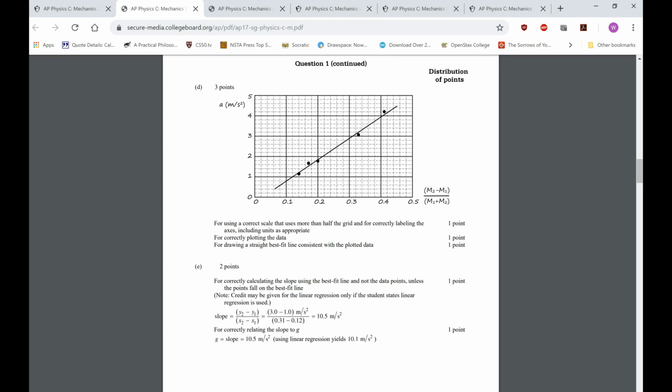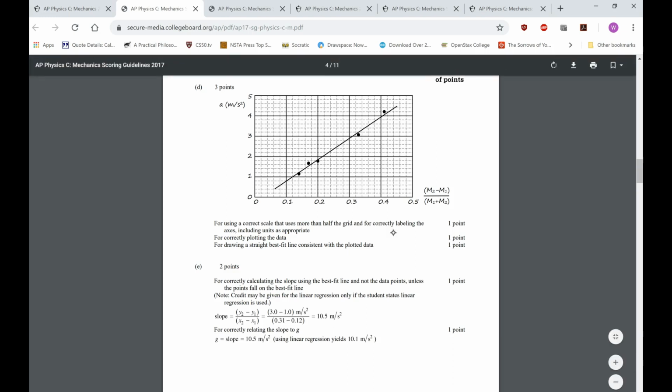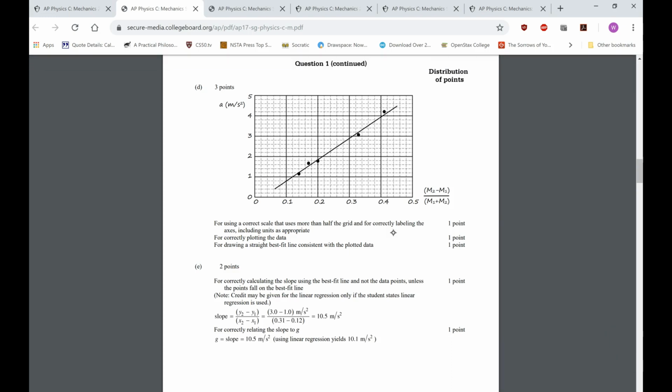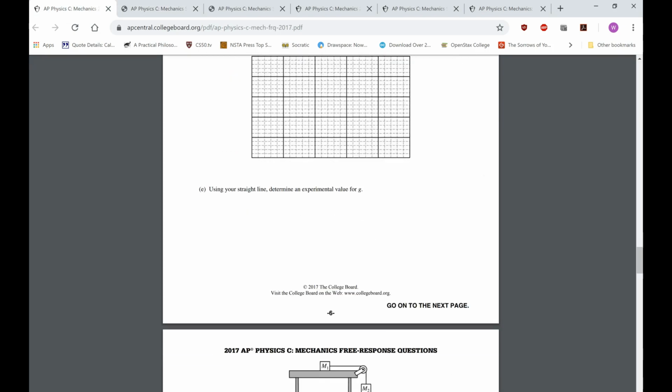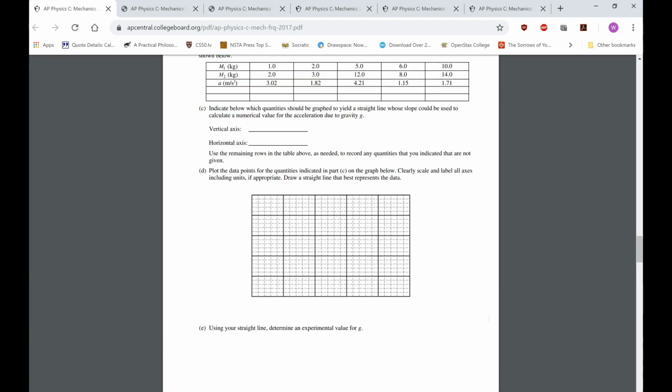All right. After you plot your data, there is a point for correctly calculating the slope using the best fit line and not data points unless the points fall on the best fit line. Or credit may be given for the linear regression only if the student states linear regression is used. So you still have to graph anyways. You might as well just show your work and get the slope point. And then for correctly relating the slope to g, so basically just saying g equals slope, which is my number with units. All right, and then that's it.